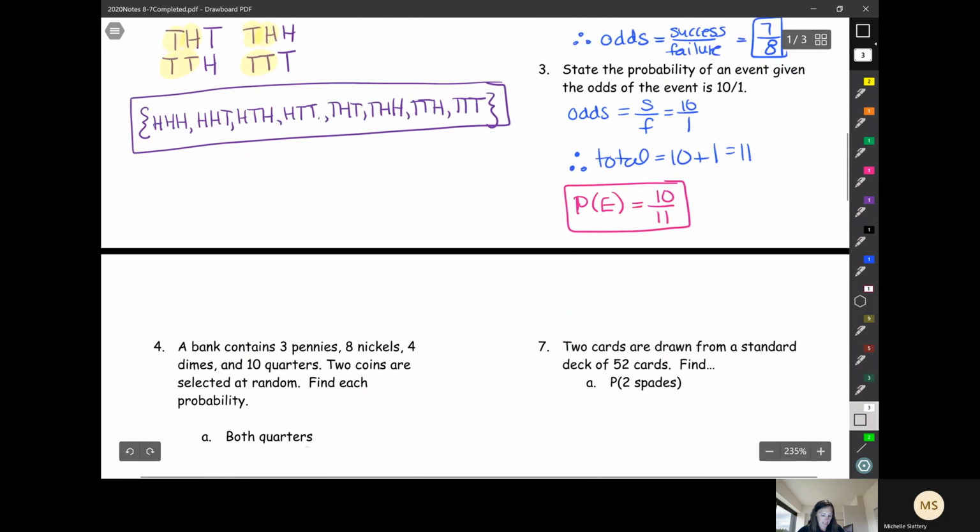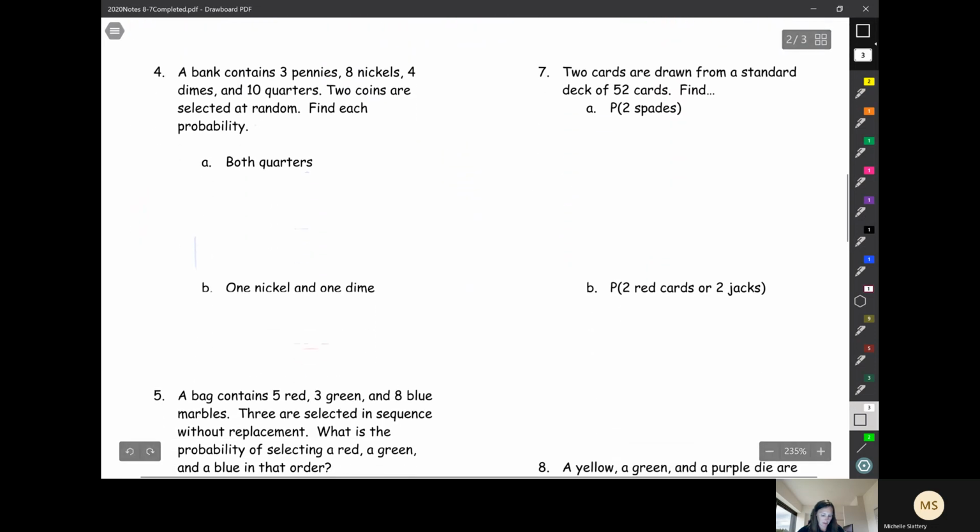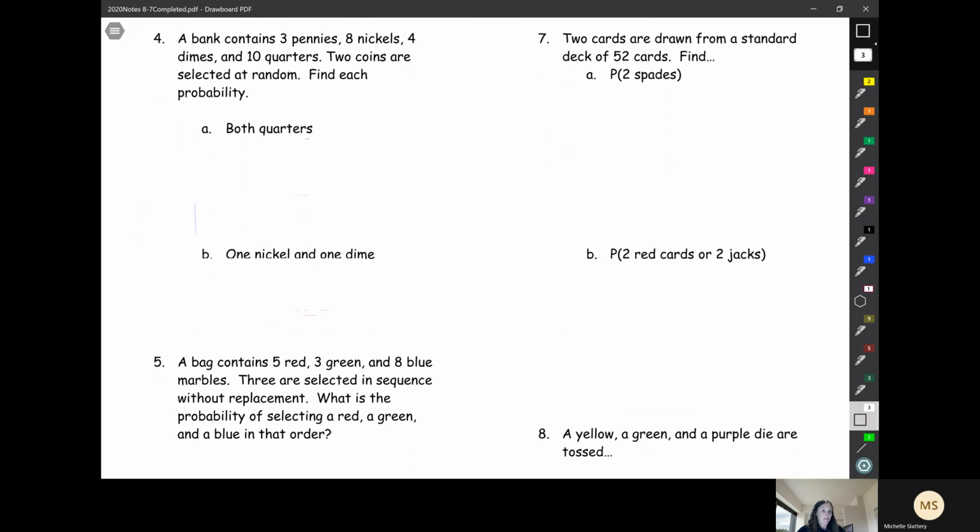All right, let's continue on with number 4. So here we have a bank contains 3 pennies, 8 nickels, 4 dimes, and 10 quarters. So first I'm looking at this. I have pennies, nickels, 4 dimes, and 10 quarters. I'm choosing 2 coins, okay? 2 coins. And we're selecting them at random, okay? So we're going to reach in and we're just going to grab out 2 coins. We want to find each probability.